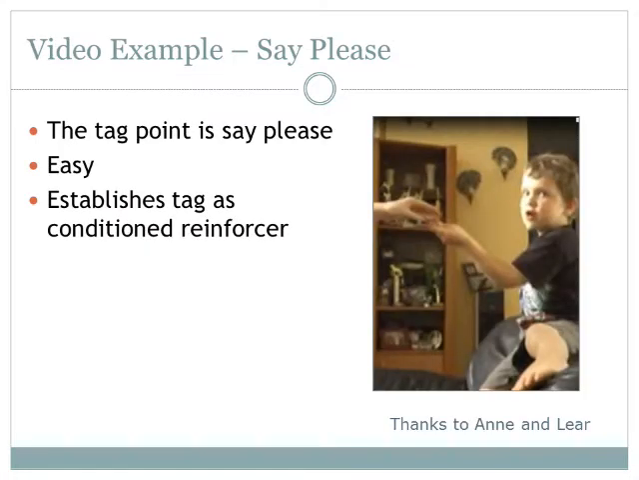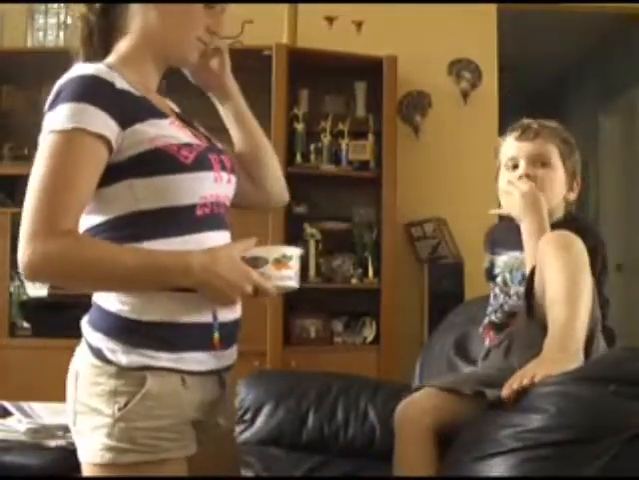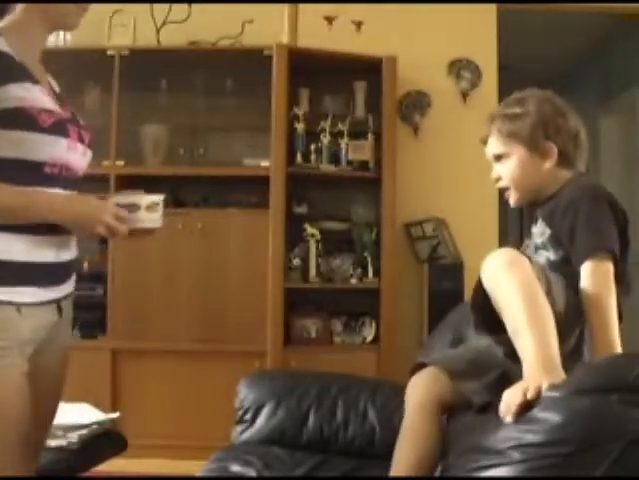Now here is a video that shows the tag point, say please. This is the very first tag session with 4-year-old Lear. And this is an easy way to get started with a verbal child. He asks for the reinforcer and he gets a tag. And this helps to establish the tag sound as a conditioned reinforcer. He'll start to recognize this as the sound of success, and he'll be happy to play the game the next time when the demands are higher. It's kind of a nice skill.